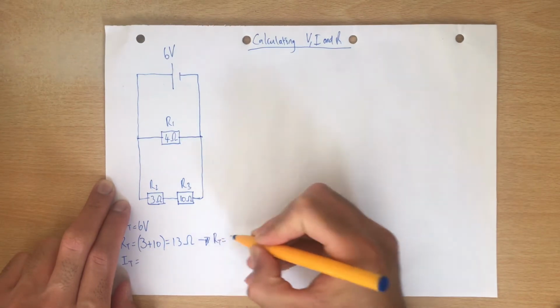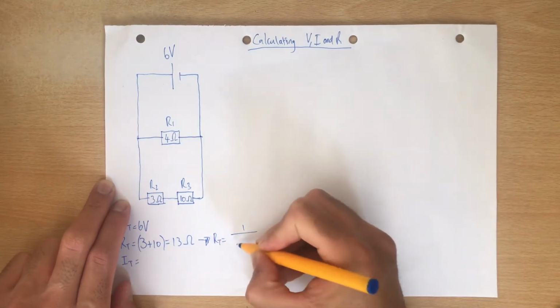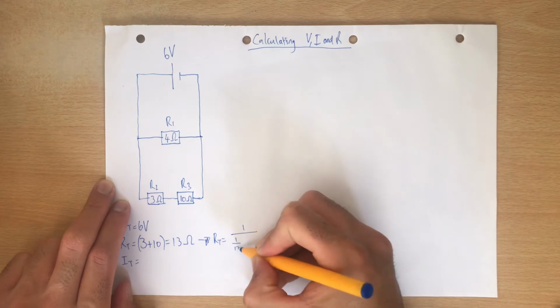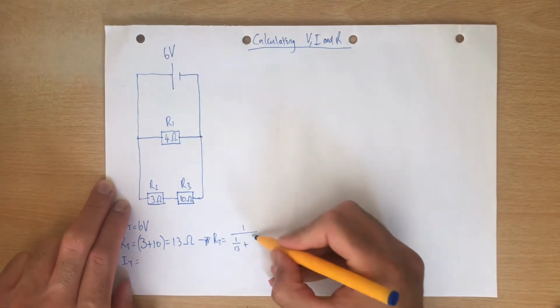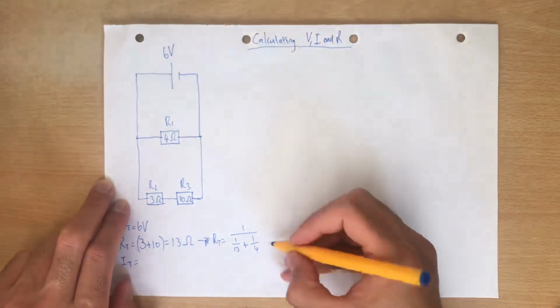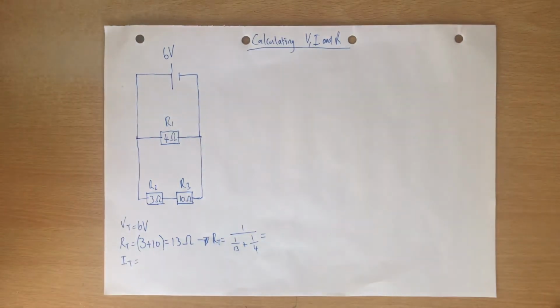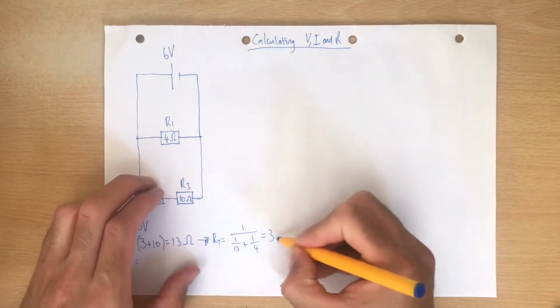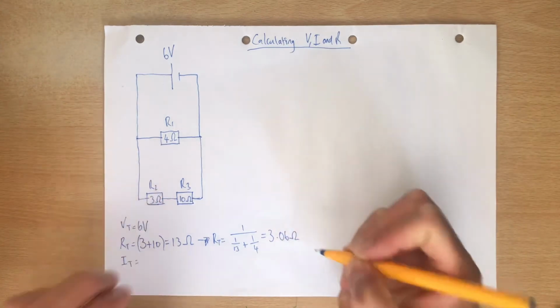So RT is equal to 1 over 1/13 plus 1/4. So the 13 is a combination of those two, and then the 4 just comes from there. So the total resistance for this circuit is actually going to be 3.06 ohms. That's the total resistance.